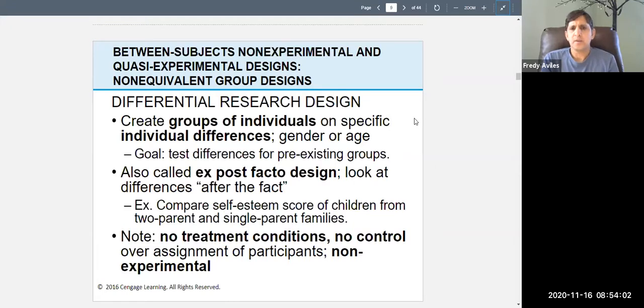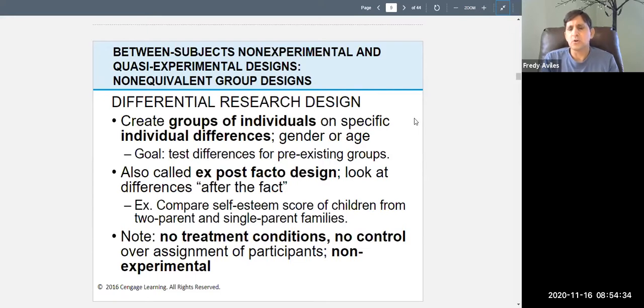Here's the thing. You can do what's called a differential research design, where you create the groups, but you create them based on gender or age. So you have males, you have females. Maybe you have people who are heterosexual, homosexual, lesbian, gay, whatever you want to call them. And you can look for differences among these groups. That's called the differential research design. You're looking for differences among the groups, okay?